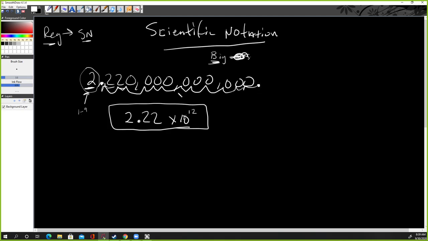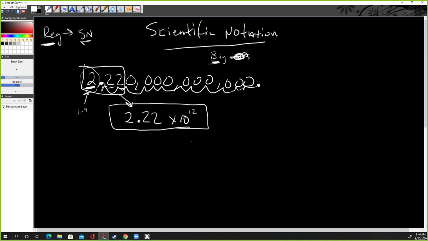And then we move it, move it, move it, all the way until there's only one number to the left side of the decimal. So here's the decimal place, one single number on the left side of it. Once we're done, we write down all the non-zeros. So we put them right here, okay? And then we say times 10 to the how many times we moved the decimal place. And that's it.